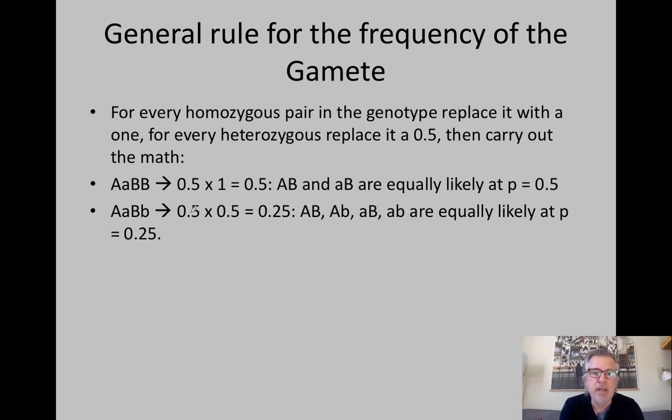Here's the doubly heterozygous one. This is heterozygous, so you put a 0.5 in there. This is heterozygous, so you put a 0.5 in there. Carry out the math, 0.5 times 0.5, it says 0.25. So these 4 gametes are equally likely, at a probability of 25% of the time.